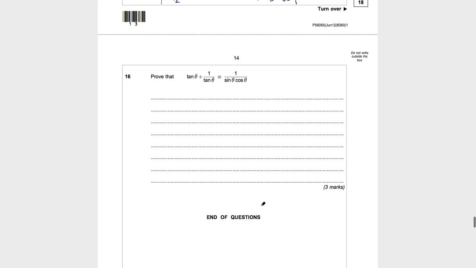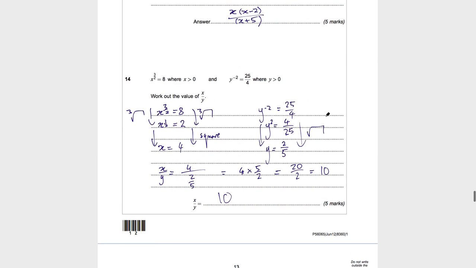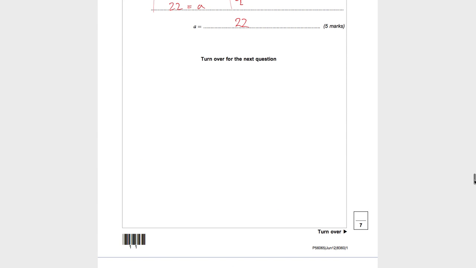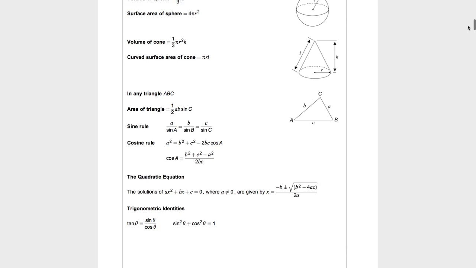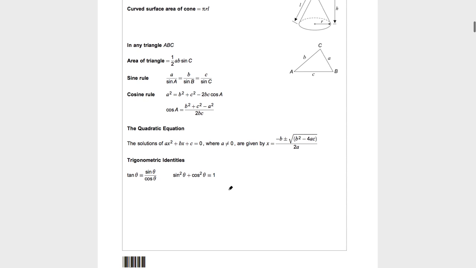This one, trig identities, I'm just going to write down the two trig identities that we know for this exam. So that's tan theta equals sine theta over cos theta, and sine squared theta plus cos squared theta equals 1. Just check whether these are given in the formula sheet or not. Yes, they are. So we've got these to work with. Also, the sine rule was given in the formula sheet, so we could have used that for the previous question.